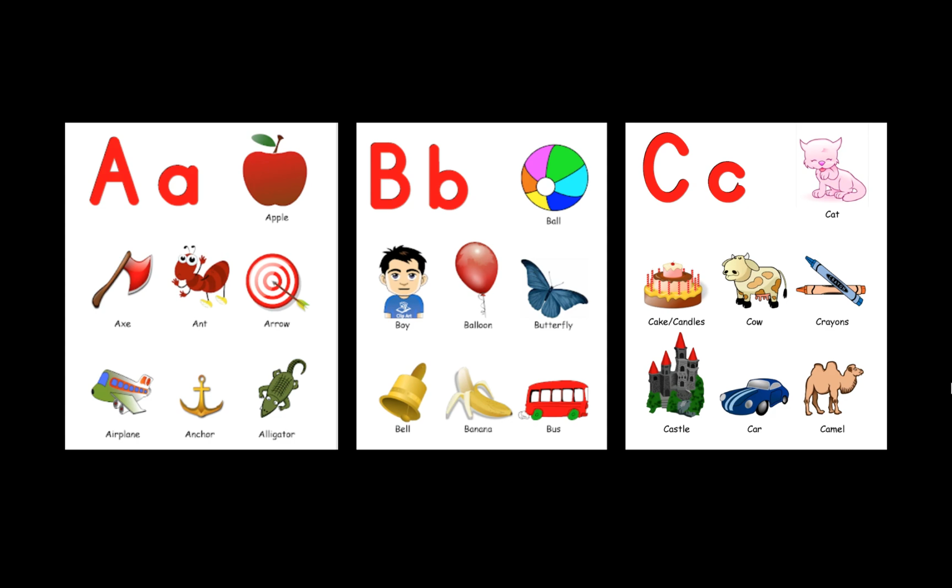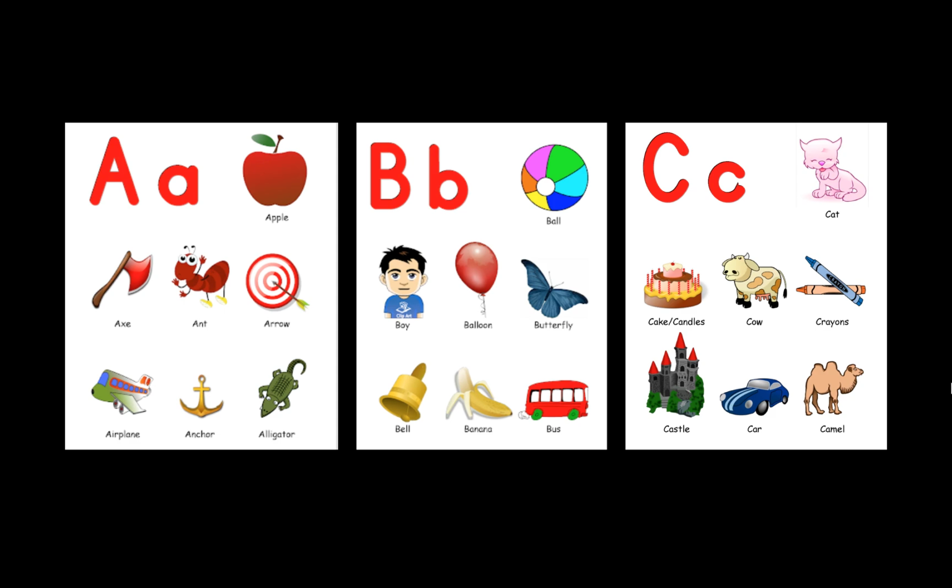On Wednesday, I will assign you the letter B, but it'll be up to each student to decide which word that starts with the letter B they want to photograph. On Friday, I will assign the letter C, and it'll be up to each student to decide which word that starts with the letter C that they want to photograph.